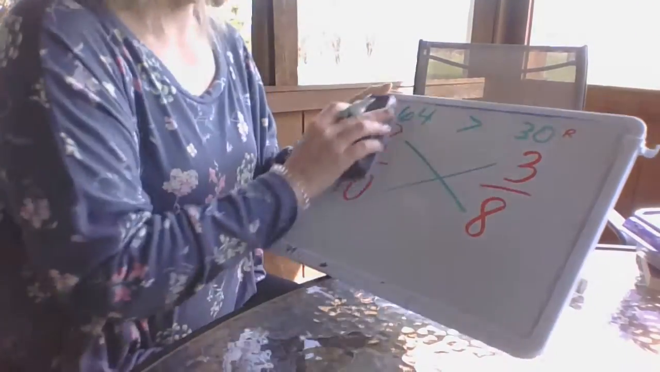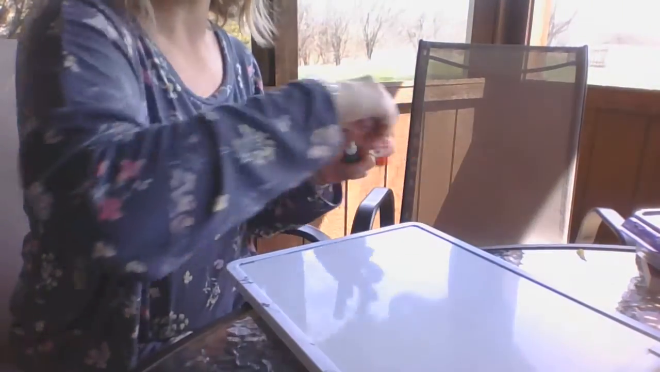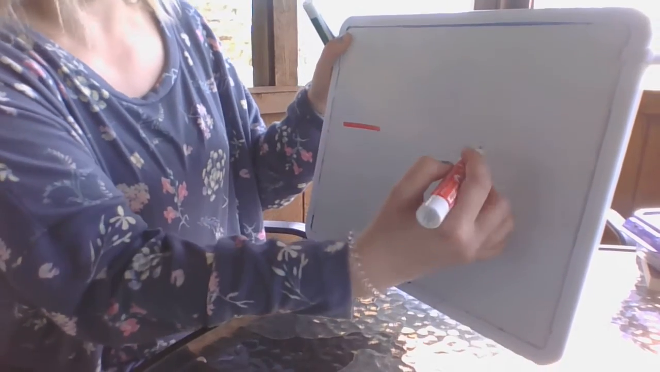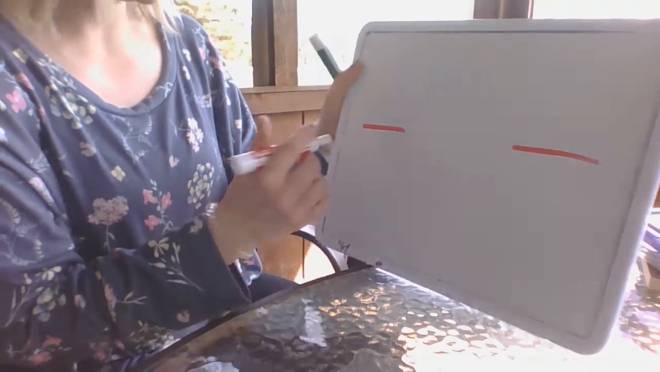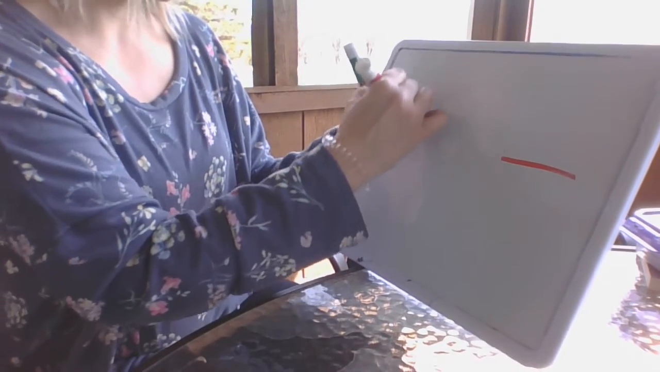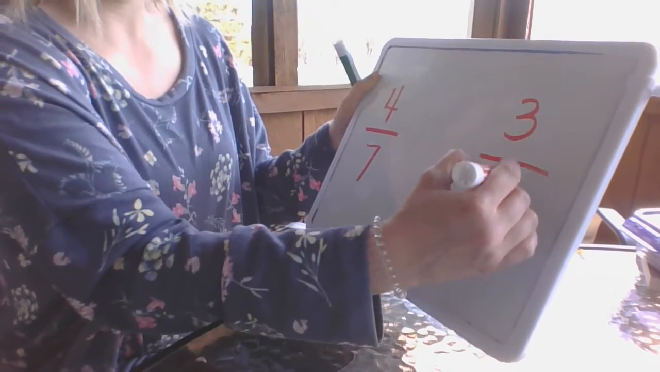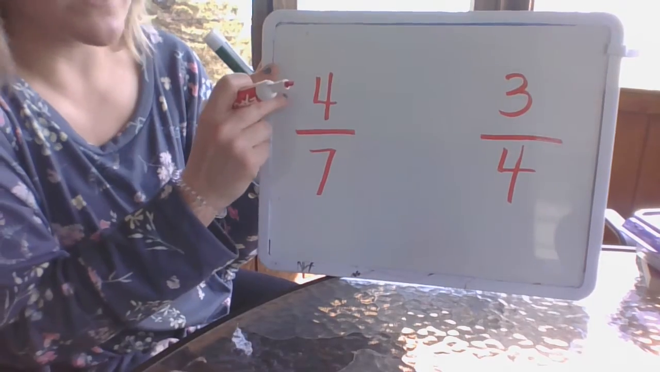I'll do one more example for you. Let's say when we picked our cards, and for now I want you to always put the bigger number on the bottom to make the denominator bigger than the numerator, just to make it a little more simple. Let's say I picked 4/7 and maybe 3/4. Okay? If I'm not sure which one is greater, again, I'm going to cross multiply.